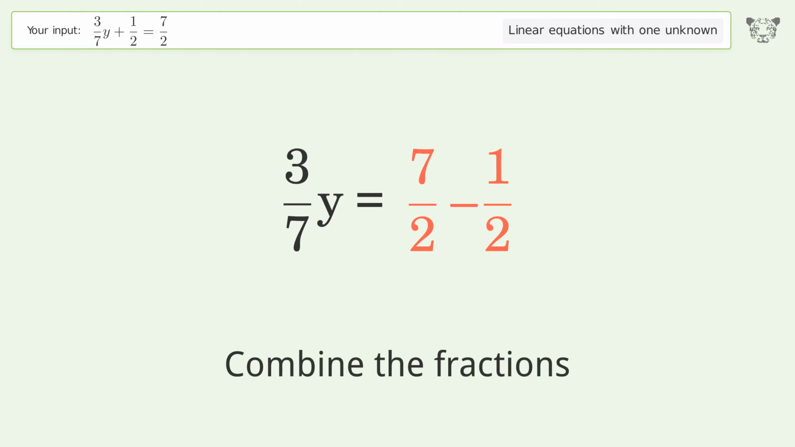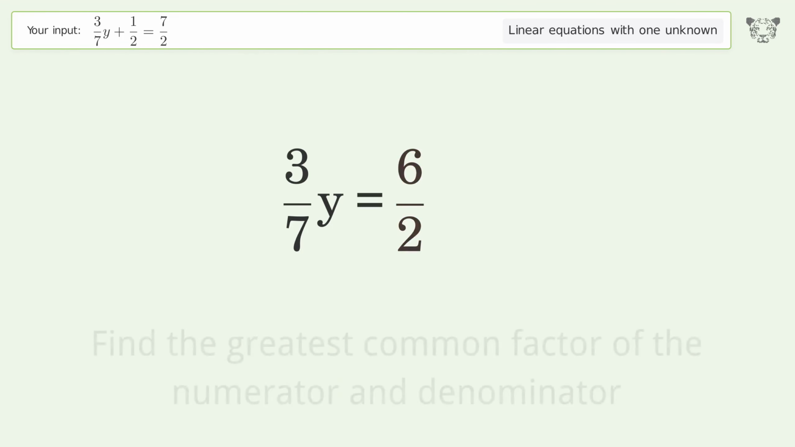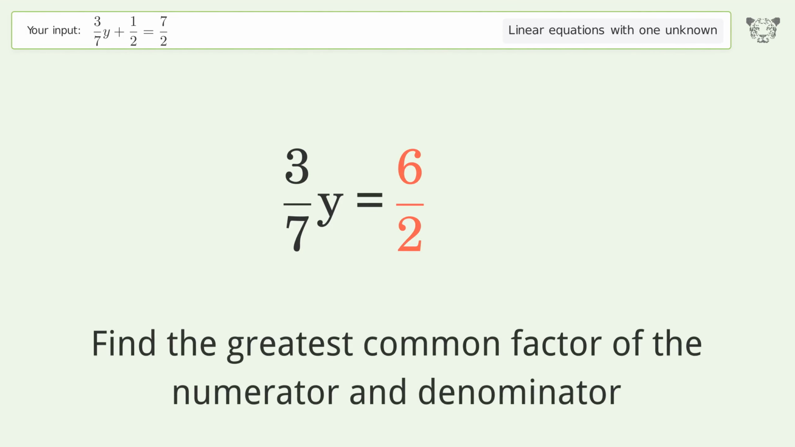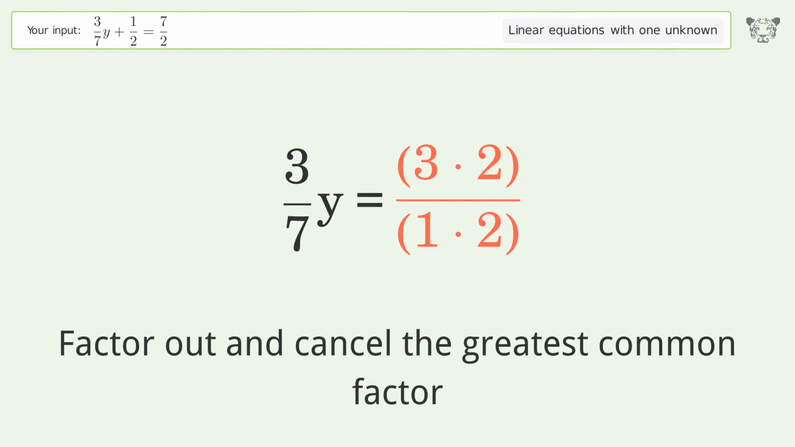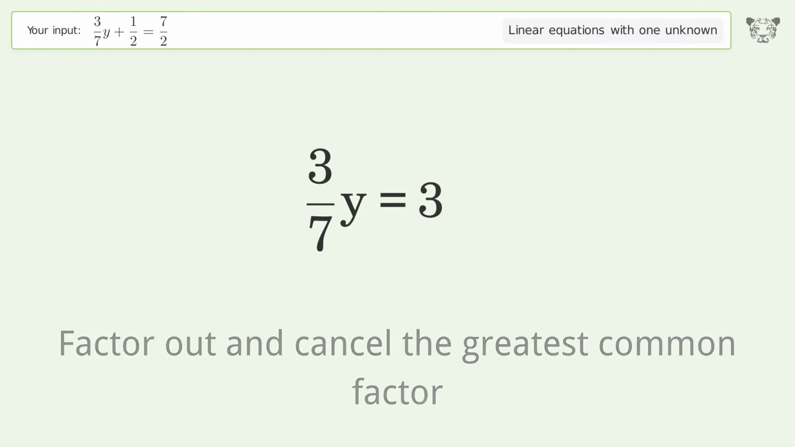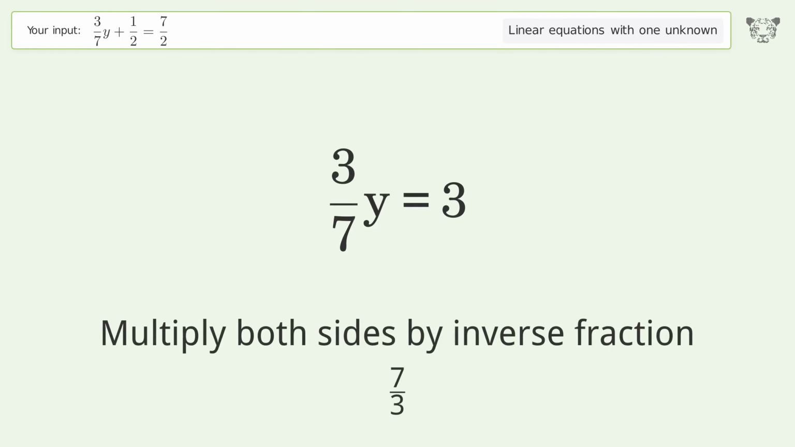Combine the fractions. Combine the numerators. Find the greatest common factor of the numerator and denominator. Factor out and cancel the greatest common factor. Isolate the y. Multiply both sides by inverse fraction 7/3.